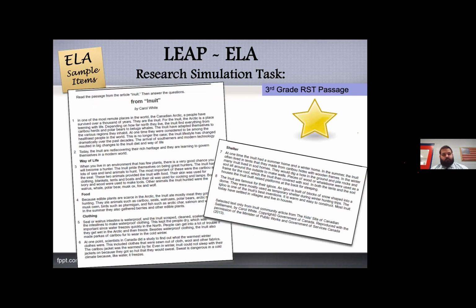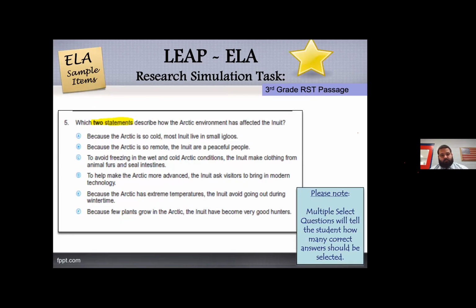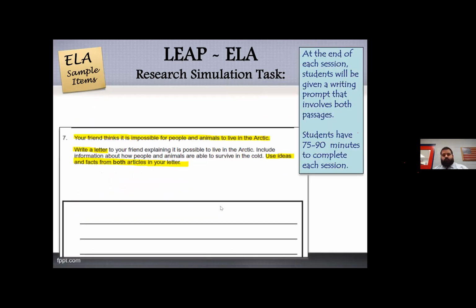This is another example of what a research simulation task might look like for 3rd grade. And the 2 statements that they would have to choose. Remember, it's the multiple selection. So this is a writing. So this is the writing sample.